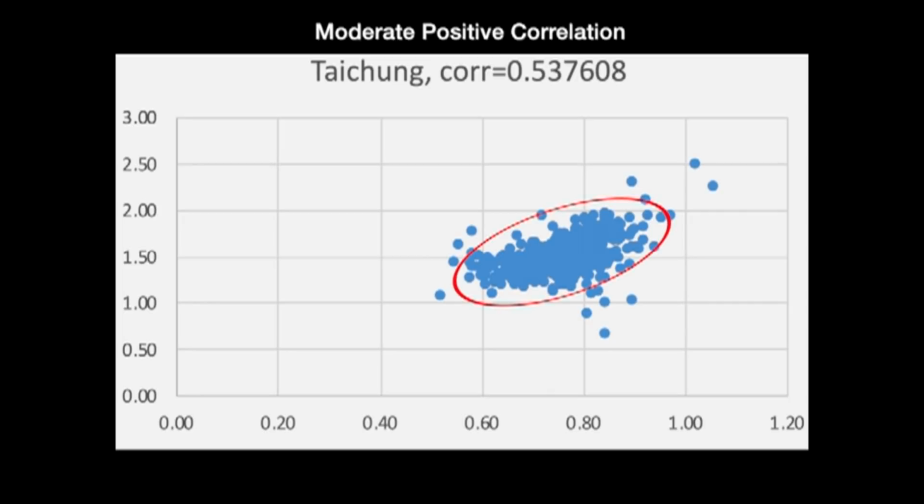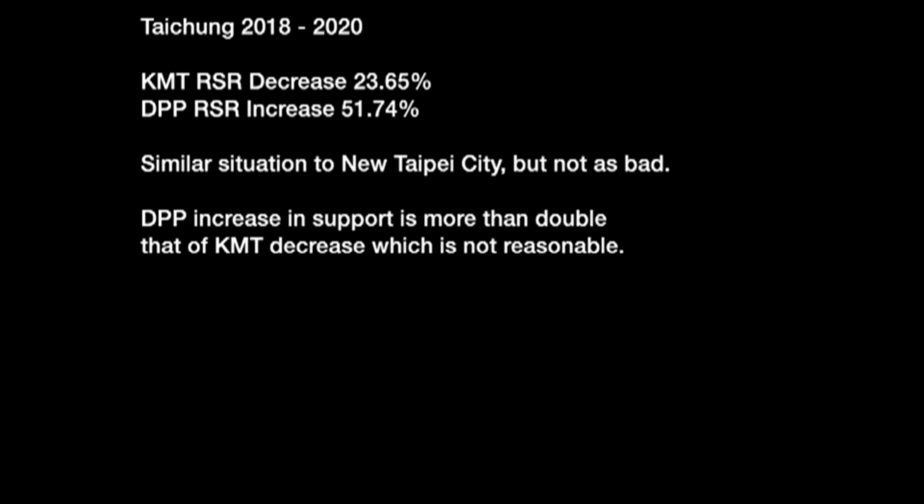We can see that there's a great deal of ballot theft against Hangul, and there's also a great deal of ballot stuffing on behalf of Taiwan. So in Taiwan, the KMT had a decrease of 23.65%, DPP increased 51.74%. This is a similar situation to New Taipei City, but not as bad as that city. DPP increase in support is more than double that of KMT decrease, which is not reasonable still.